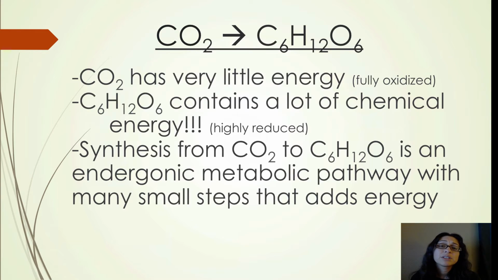When you look at carbon dioxide, it has very little energy in it. If you look at glucose, which we want to make after we make the G3P, glucose has a lot of energy. It's highly reduced. It has a lot of hydrogens, therefore energy added to it. So when we look at the Calvin cycle, we can add several terms that we've learned in the past to help us understand what's going on here.